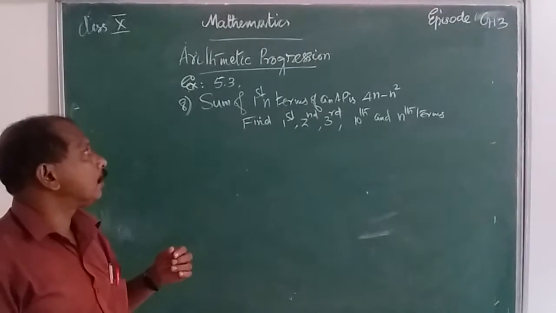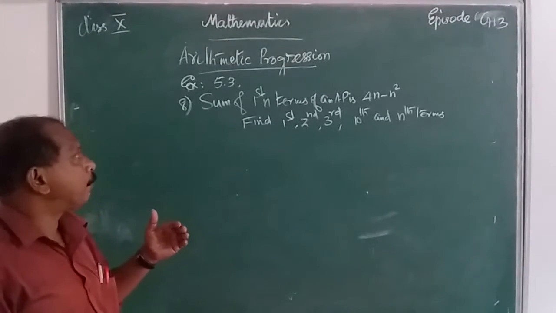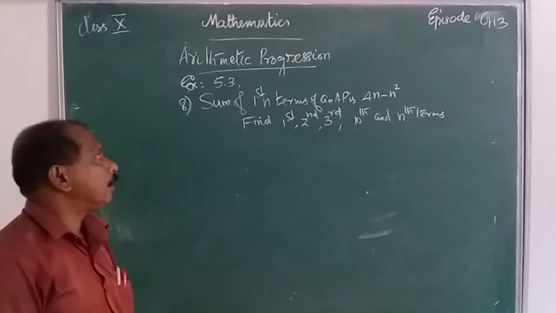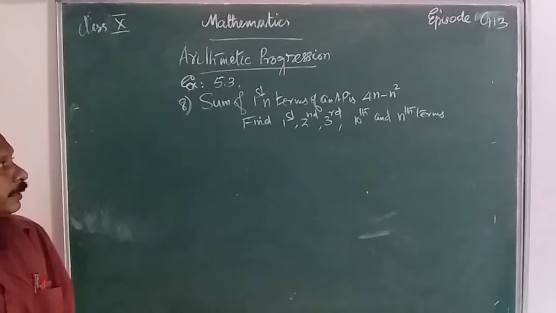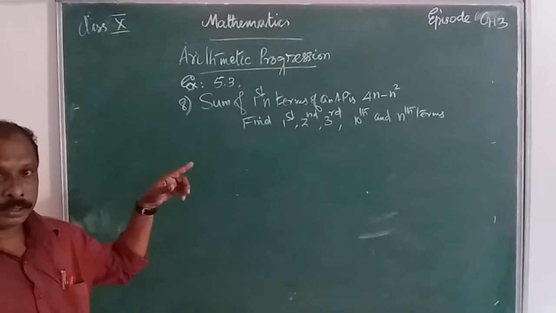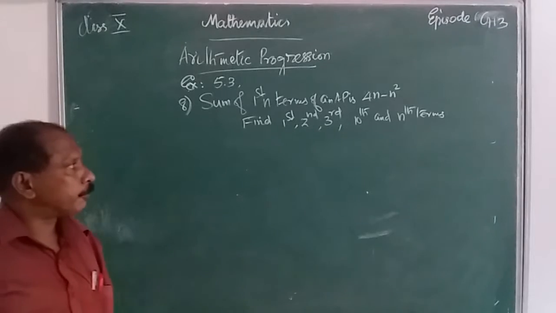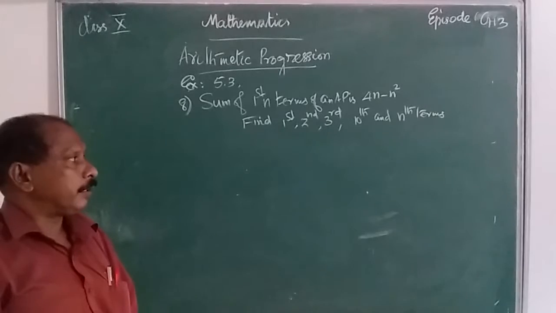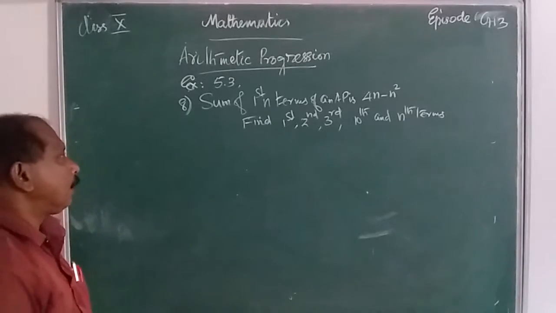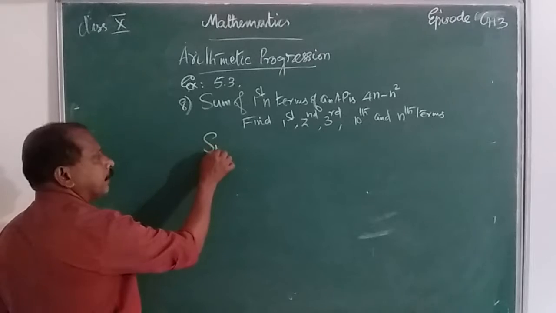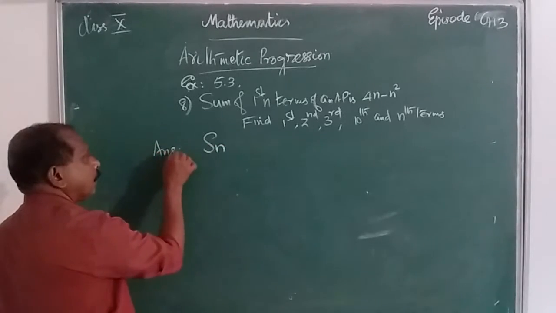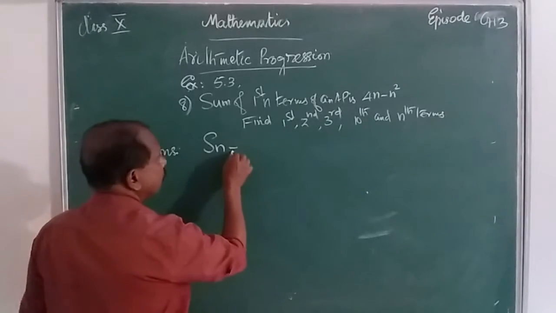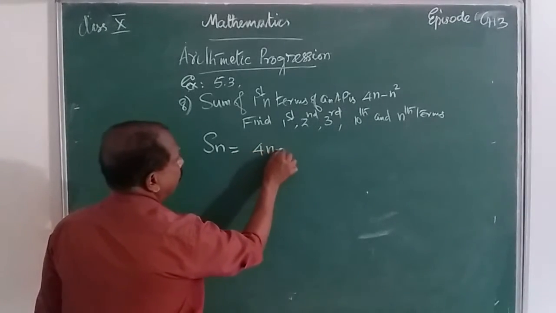In the 13th episode, consider other problems of exercise 5.3. The 8th question: the sum of the first n terms, not the nth term, of an AP is 4n minus n square. Find the first, second, third, tenth, and nth terms. That means Sn is given. Sn is equal to 4n minus n square.